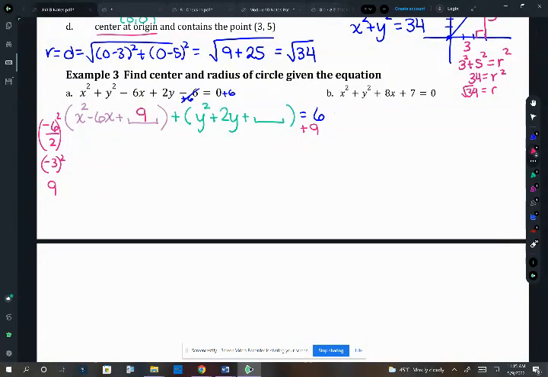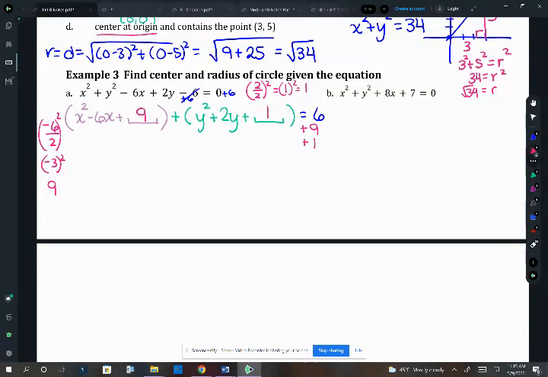And then we're going to do the same thing with the 2. We're going to take the 2 from the middle of the y's, divide it by 2, and then square it. So this is 1 squared, which is equal to 1. So that's going to go here, and it goes here. So we need to add it to both sides.